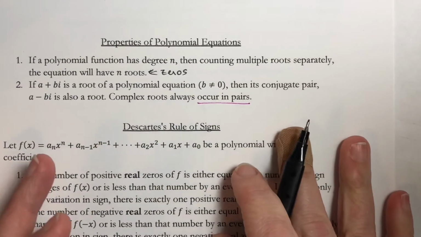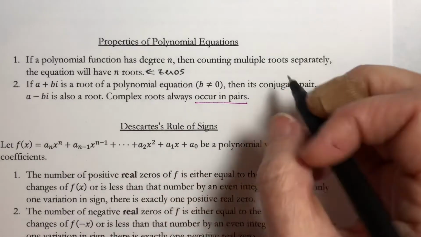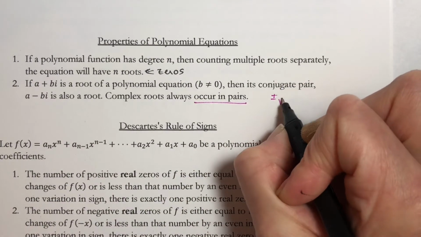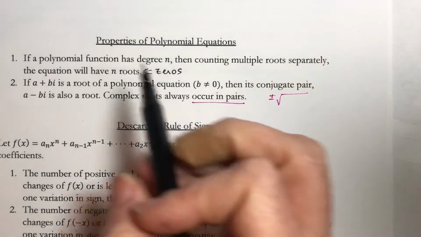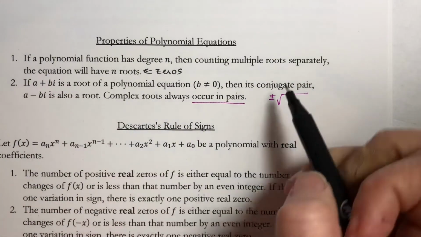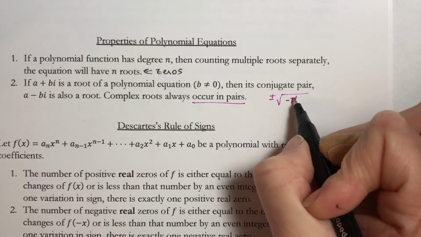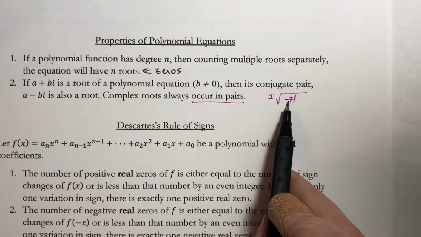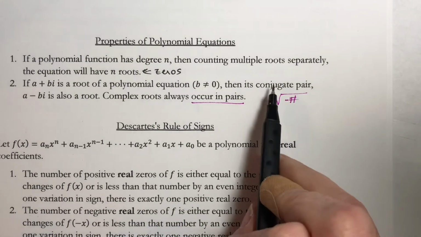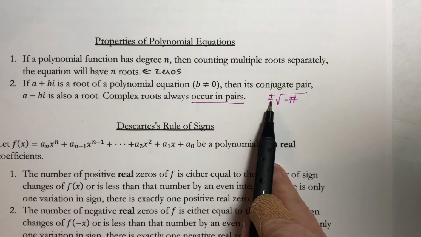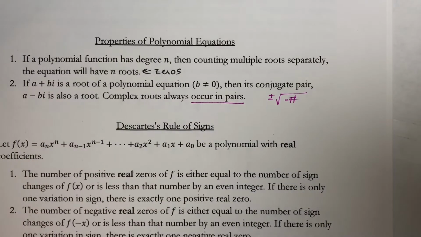And the reason for that is if you think about the quadratic formula and you have plus and minus the square root, the reason we get a complex answer is when we have a negative number inside here. So if you have a negative number inside here, you're going to get an i, and then you're going to get a plus version of it, and you're going to get a minus version of it. That's why these come in pairs.